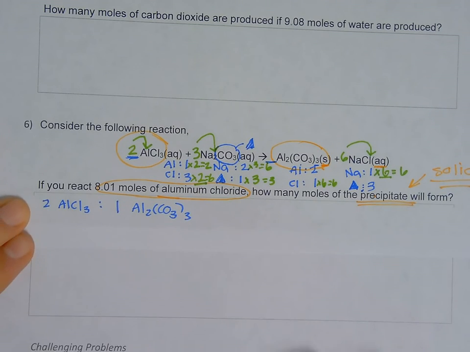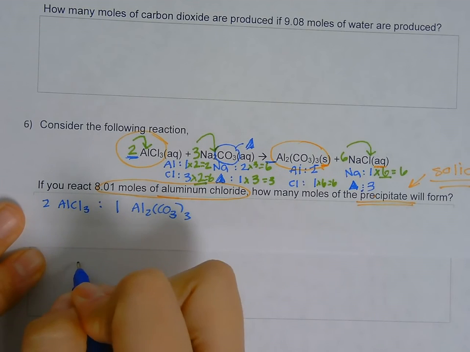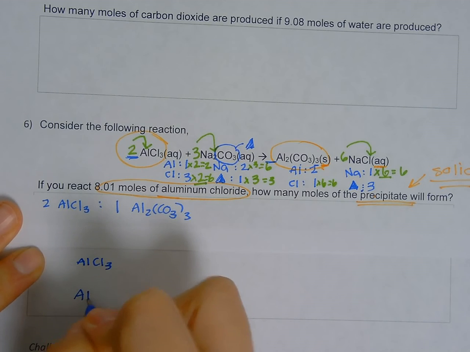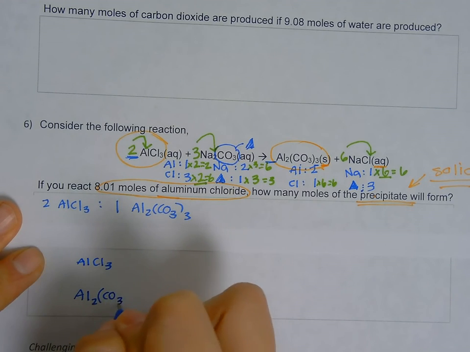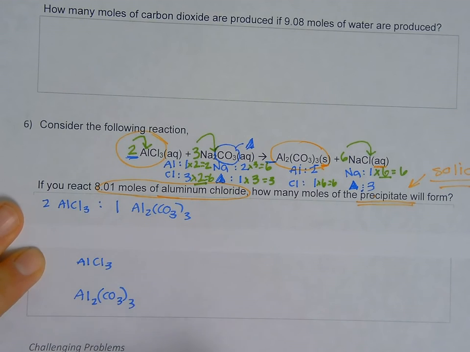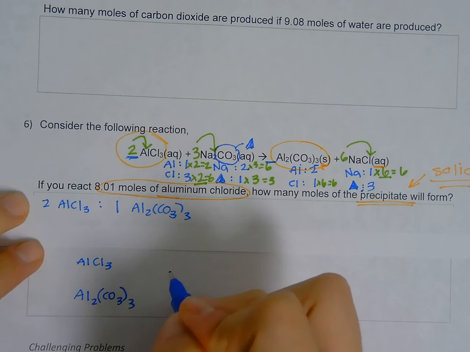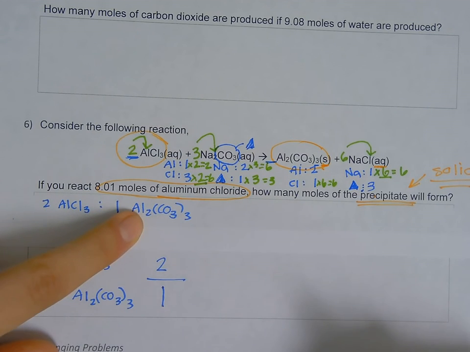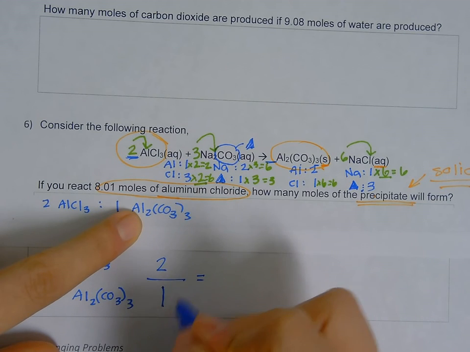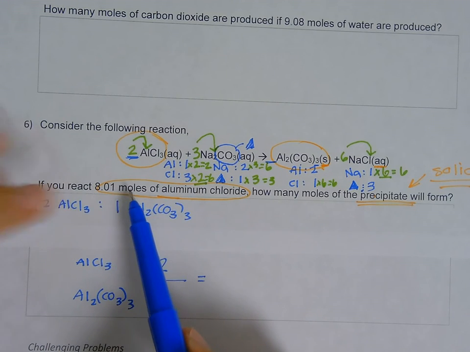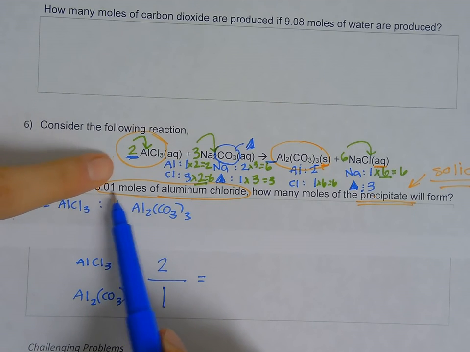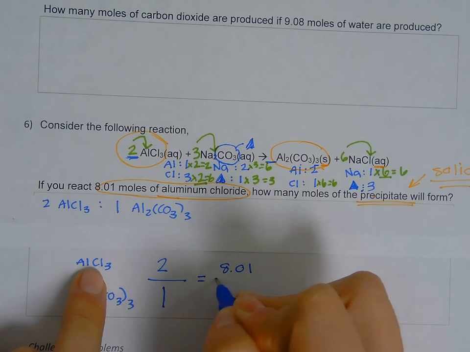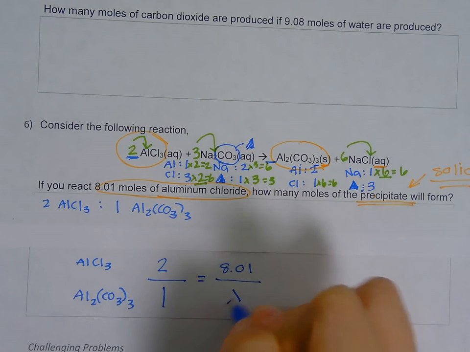So if I can commit to always putting aluminum chloride on the top and my precipitate, which is a really long formula, at the bottom, I can set up a ratio fraction. So for every 2 aluminum chlorides, I am going to have 1 precipitate, and I can set that ratio equal to these moles that they want me to find. So if I react 8.01 moles of aluminum chloride, how many moles of the precipitate? So what is this?